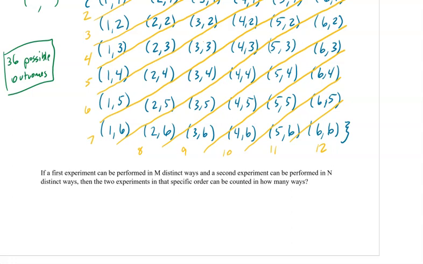Okay, so with that said, all of that was just to try to figure out how many possibilities there were. And we've been doing it kind of the long way. So if a first experiment can be performed in m distinct ways, and a second experiment can be performed in n distinct ways, then the 2 experiments in that specific order can be counted in how many ways? The answer is m times n. So you just multiply those two numbers together, and that's your total ways.